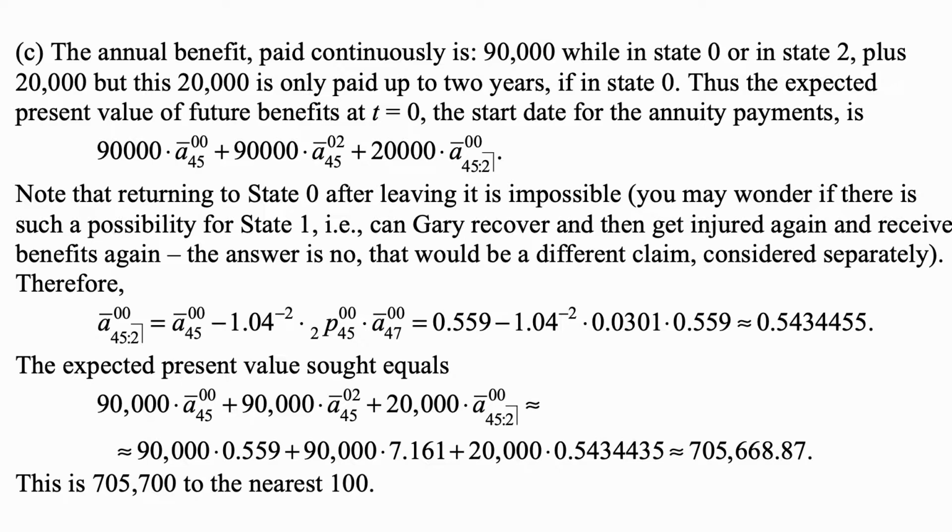0.5434455. And the expected present value sought equals then 90,000 times Ā_45^00 plus 90,000 Ā_45^02 plus 20,000 Ā_{45:2}^00, which we just calculated. We plug them all in, and we calculate approximately 705,668.87, which is 705,700 to the nearest 100.